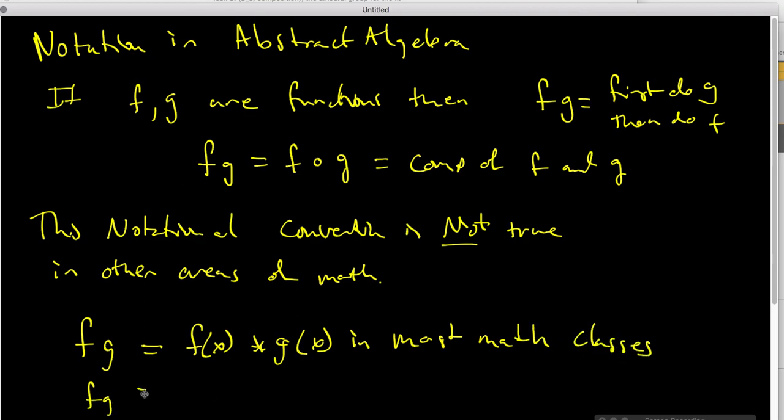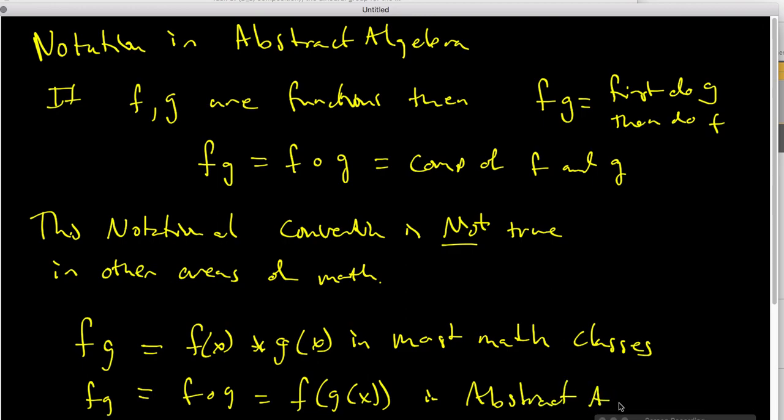But this means f of g, which if we have the argument is f of g of x in abstract algebra. And that is a really important notation convention to get down in your notes and get used to seeing. And with that, I'll end this video.